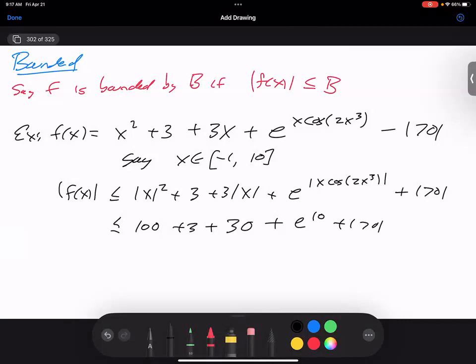As a nice calculus exercise, you could try to figure out what is the largest value of e to the x cosine 2x cubed, or what is the largest value of this whole function. I don't care. Does everyone agree that this is less than or equal to 10 to the 1,000? I really don't want to add these numbers. And if I write 10 to the 1,000, that's going to be more than enough to be safe.